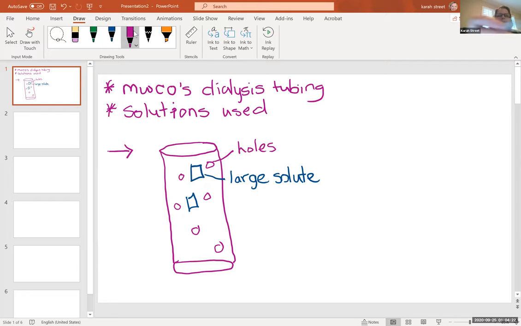The solutions you played with: we played with sodium chloride, we played with urea, we played with glucose, and we played with albumin.